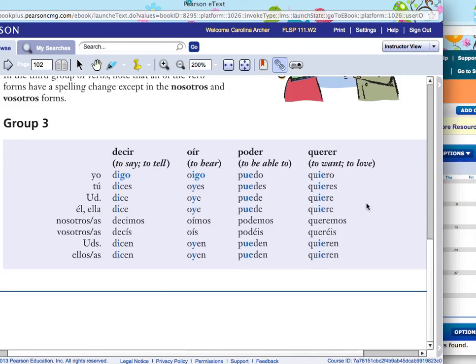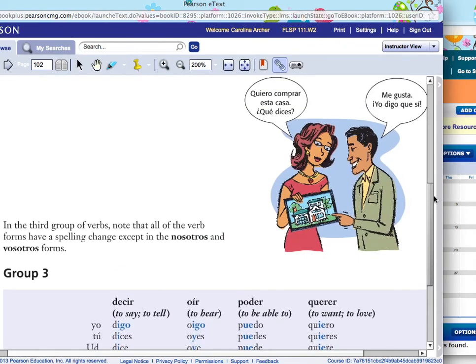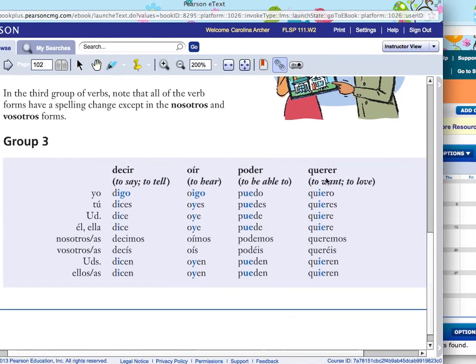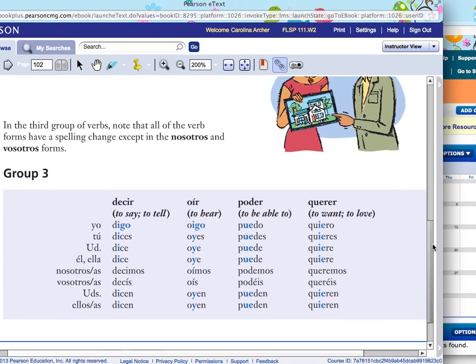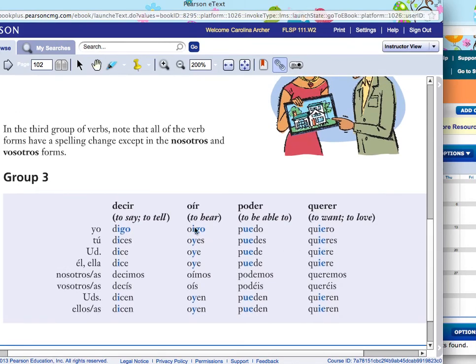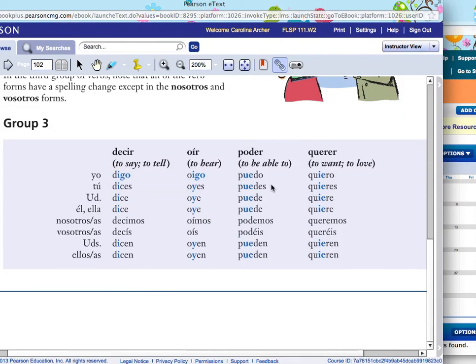So, changes in the root, and especially in the yo form, you have to be careful because some of these are forms that are very irregular. All right? So these are the group of irregular verbs that we're going to be working with. Try to get them down and practice a lot with them.